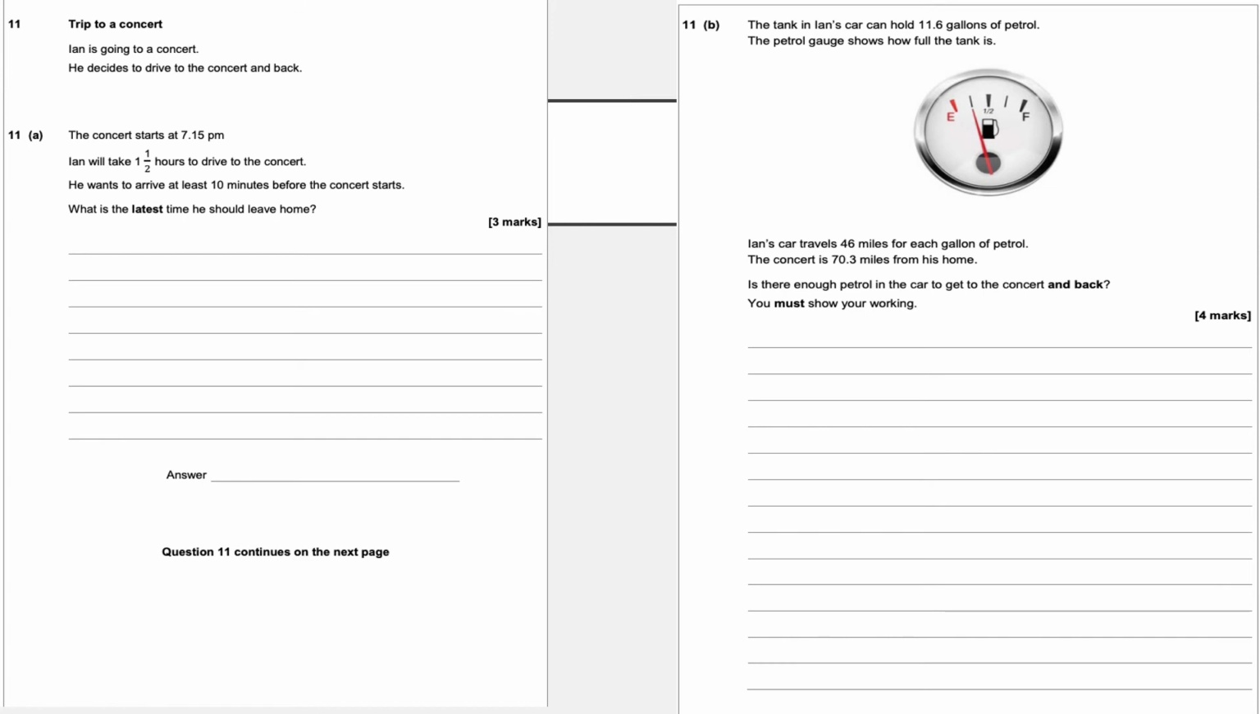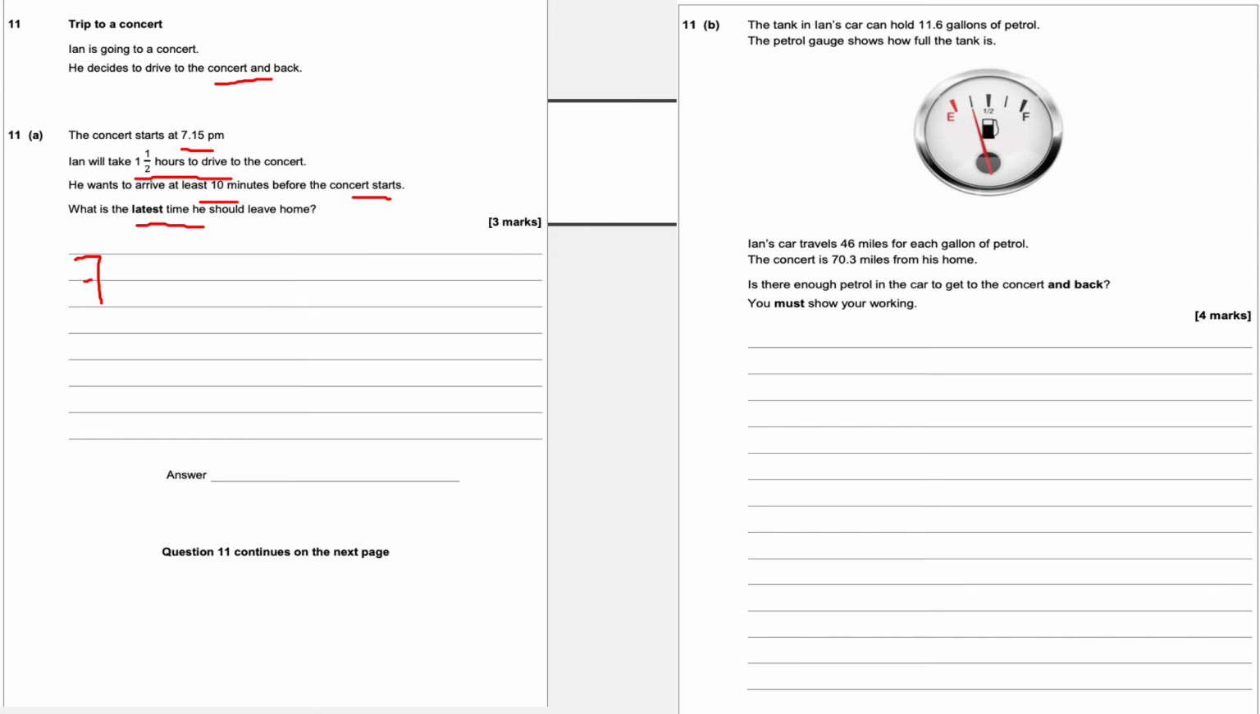This is question number 11, guys. So, trip to a concert. Ian is going to a concert, so he decides to drive to the concert and back. The concert starts at 7:15 p.m. Ian will take 1.5 hours to drive to the concert. He wants to arrive at least 10 minutes before the concert starts. What is the latest time he should leave home?